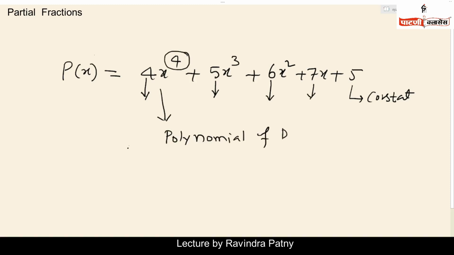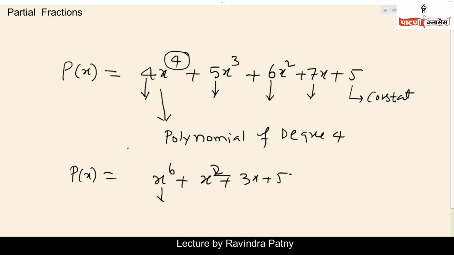Polynomial of degree 4. Suppose I have p of x equal to x raised to 6 plus x square plus 3x plus 5. The largest power of x is 6, so it is a polynomial of degree 6.